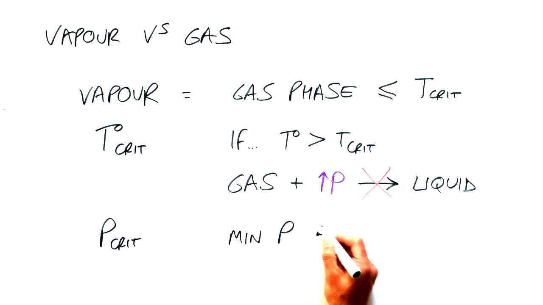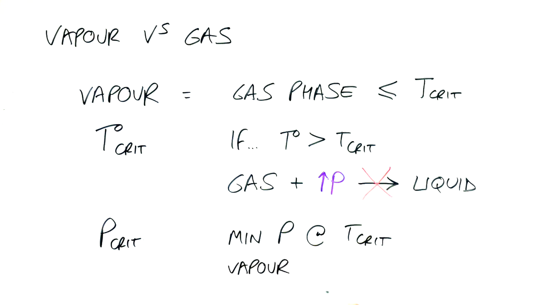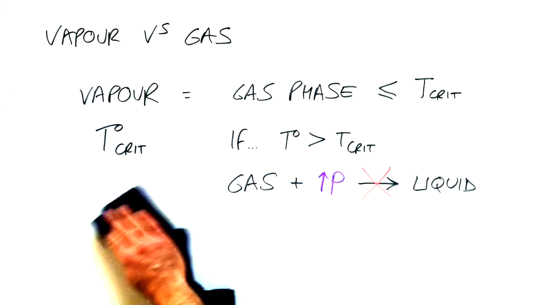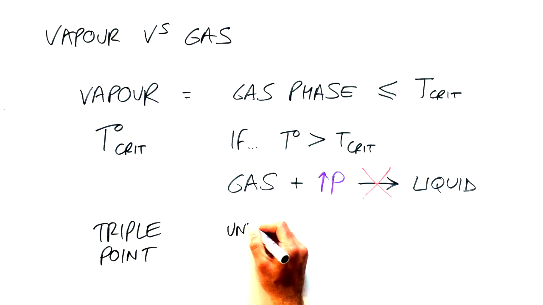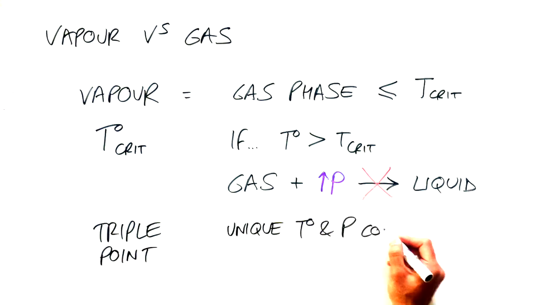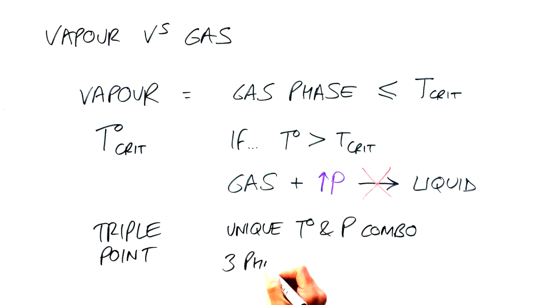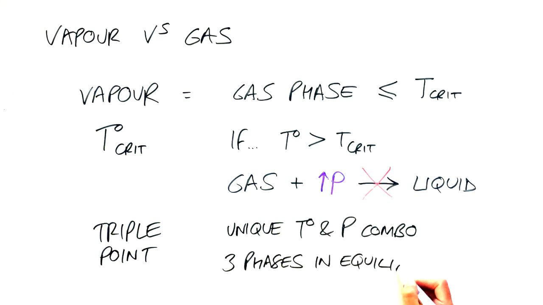The critical pressure is the minimum pressure required at the critical temperature to convert a vapour into liquid. The triple point of a substance is a unique combination of pressure and temperature at which three phases of the substance can exist in equilibrium with one another.